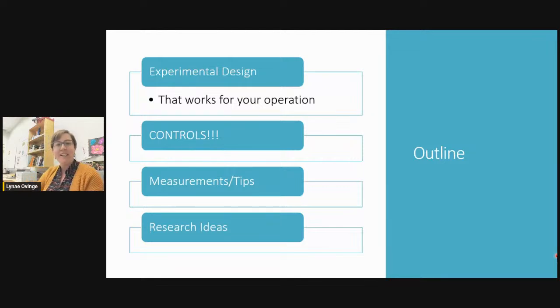So here's my outline. We're going to go over some experimental design. And again, the real key for this part is experimental design that works for your operation. That's important to me. And controls. I've got some measurements and some other tips that we can talk about. And then we'll go through some more research ideas that might work for you.